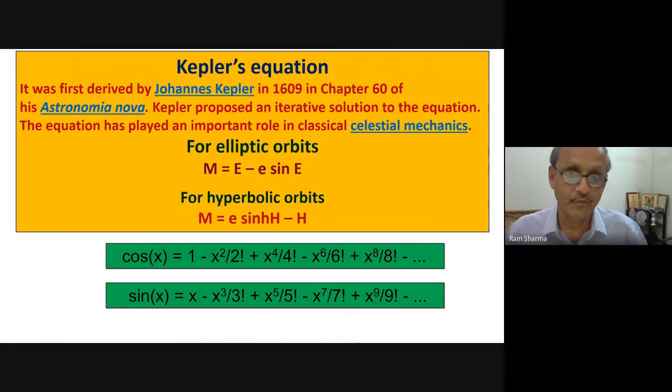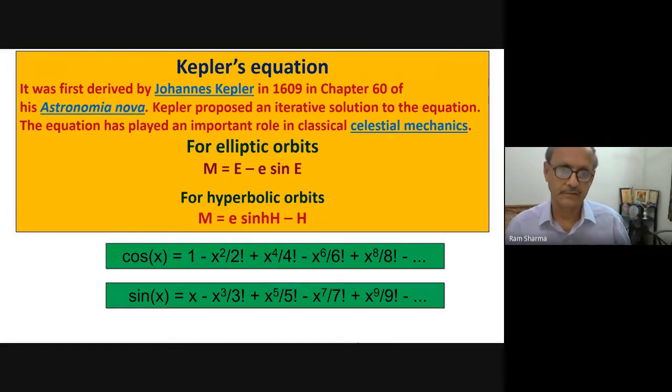As I told you, if you know the capital E and small e, no problem, M you can calculate. But if you know mean anomaly and small e, then calculating E, because E is coming at two places, you have to have an iterative scheme. So the cos E and sin E, when x is very small, we use these formulas which we teach our students in the differential calculus itself, the beginning itself.